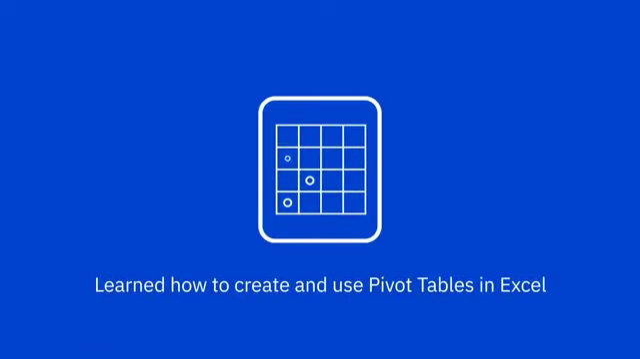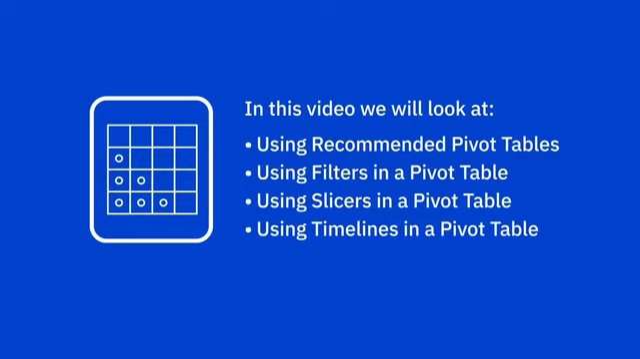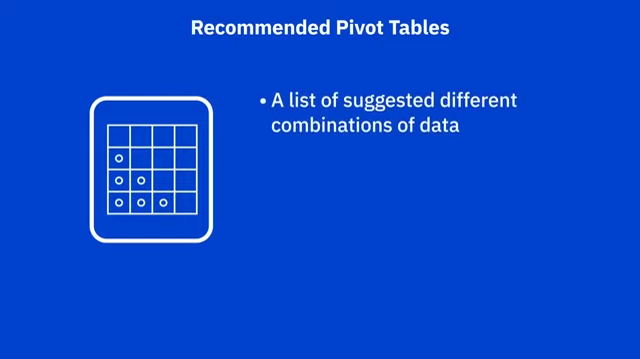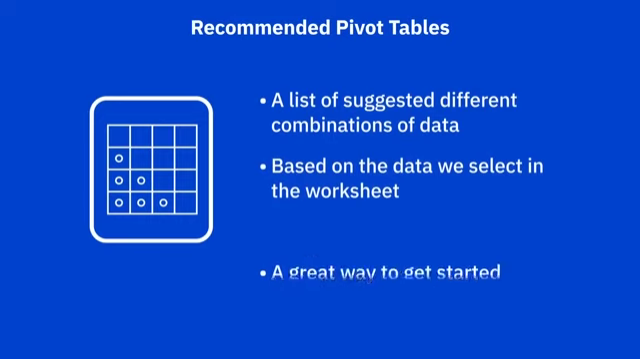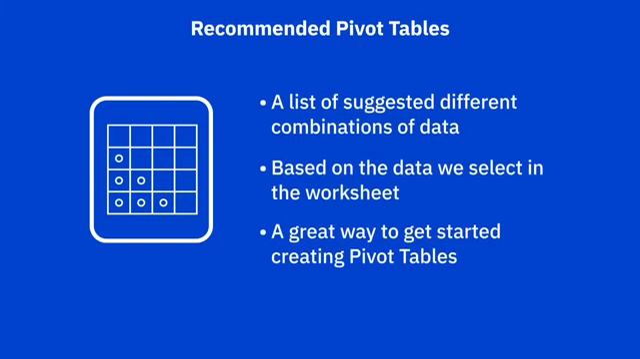Now that we've learned how to create and use pivot tables in Excel, in this video we'll look at some other features that we can use with pivot tables, including recommended pivot tables, filters, slicers, and timelines. First, let's look at recommended pivot tables, which isn't exactly a feature as such. It's really more of a list of suggested different combinations of data that could be used when creating a pivot table. These recommendations are based on the data we select in the worksheet, and they are a great way to get started creating pivot tables if you don't have much experience with them yet.